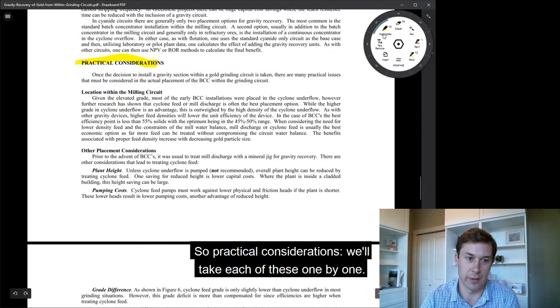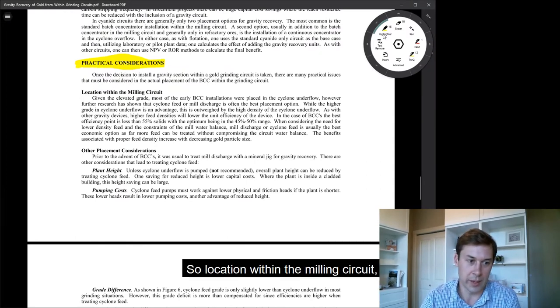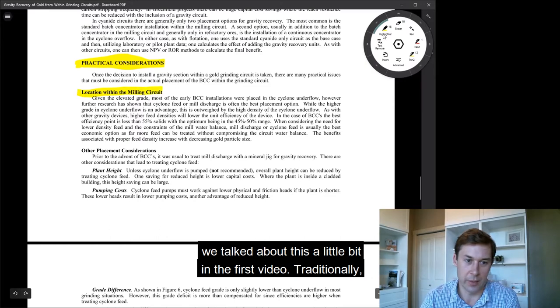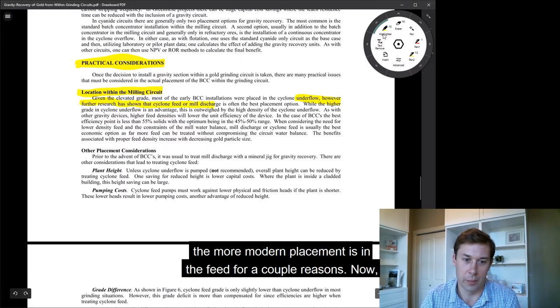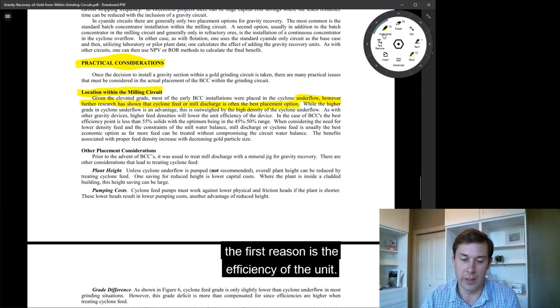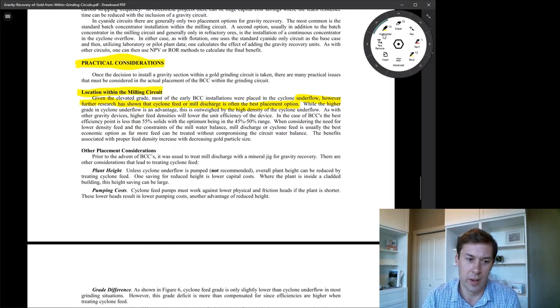So, practical considerations. We'll take each of these one by one. So location within the milling circuit, we talked about this a little bit in the first video. Traditionally, these have gone in the underflow. However, the more modern placement is in the feed for a couple reasons. Now, the first reason is the efficiency of the unit. Now, we talked about how this isn't, you know, the hugest thing as long as the cyclone's operating well.